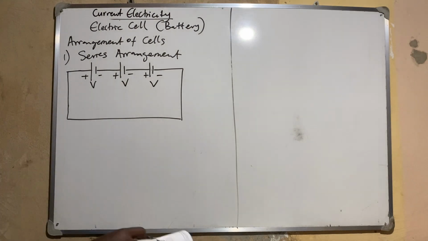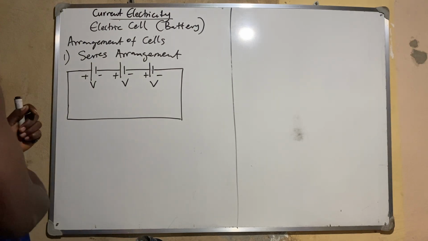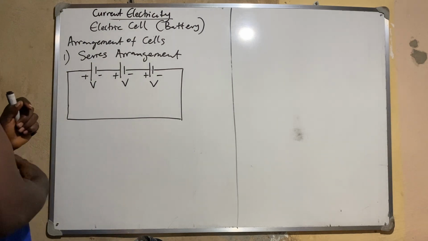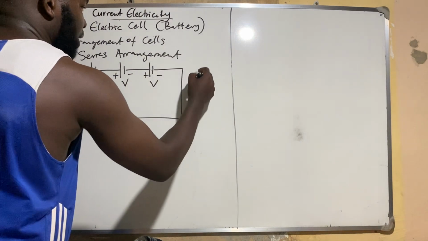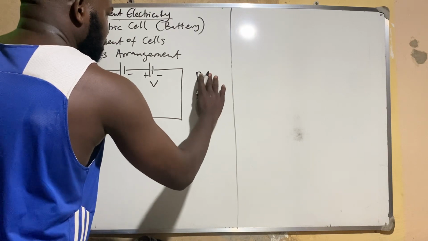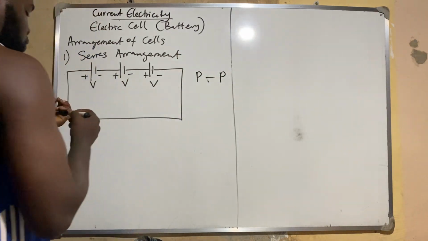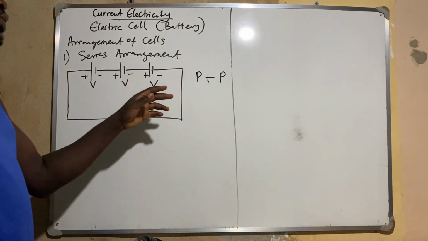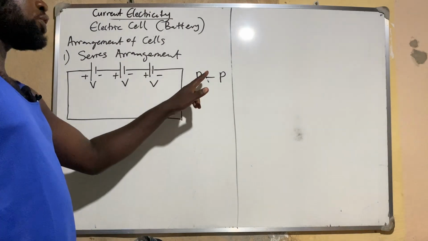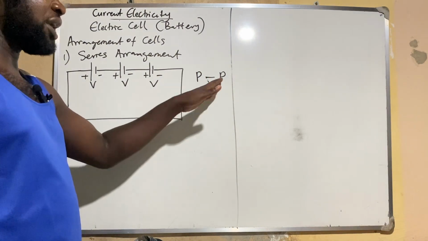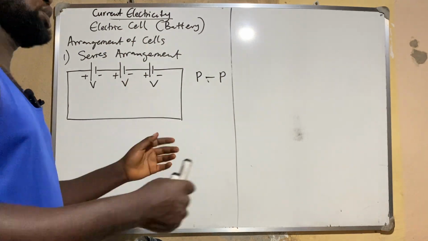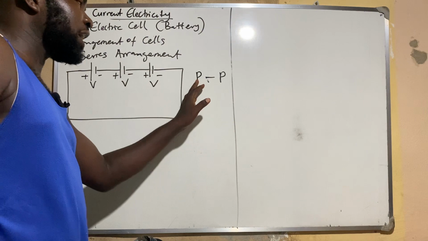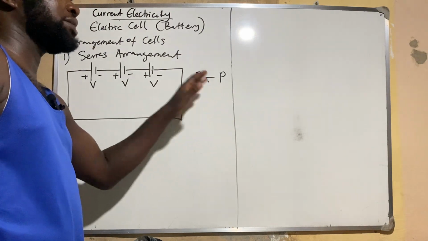Okay. So please, there is something I need you to know. In fact, for any arrangement at all, as far as electricity is involved, just know this word: P to P. What's the meaning of P to P? P to P means that the potential difference across a parallel circuit or parallel arrangement are the same. Okay? Just know P to P.